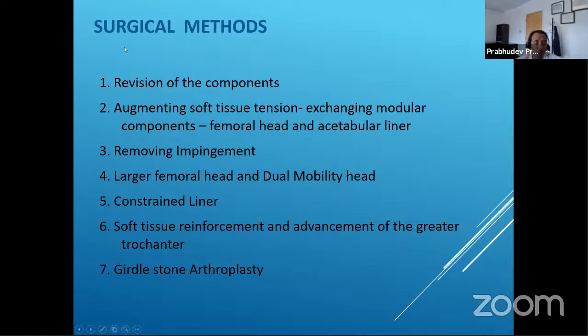So a revision of the components if the components are malpositioned, augmenting the soft tissue tension by exchanging the modular components like the femoral head and the stable liner. And if there is impingement that needs to be addressed, larger femoral heads are an important consideration, and also dual mobility heads, and then constrained liners in appropriately indicated patients. Soft tissue reinforcement if necessary. There are some operations that have been reported. And then the last option is girdlestone arthroplasty.